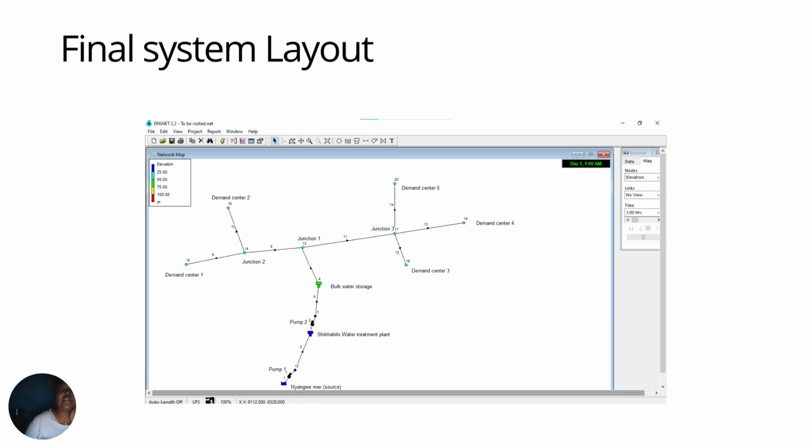Now the next slide is the final system layout. After all the adjustments and all the labelings, this is now the final system layout.